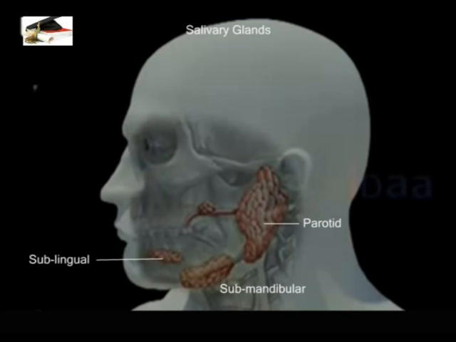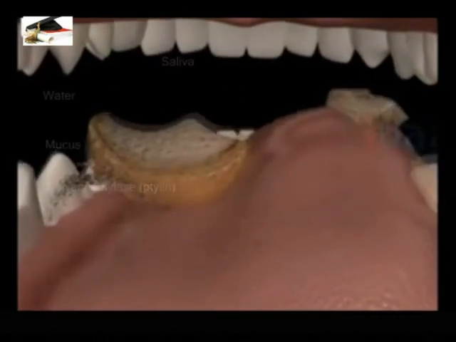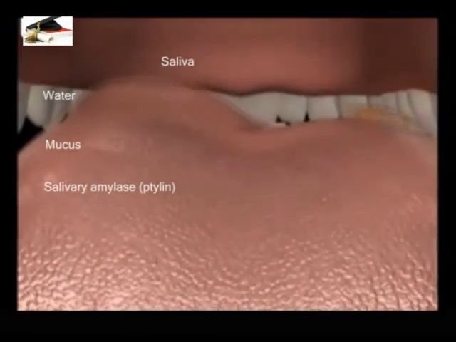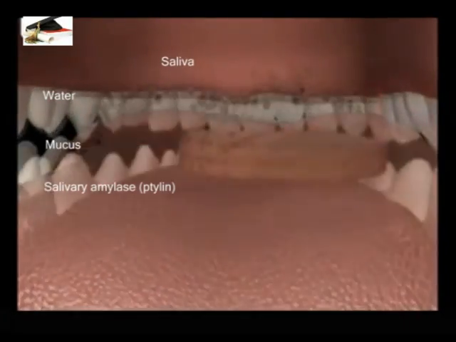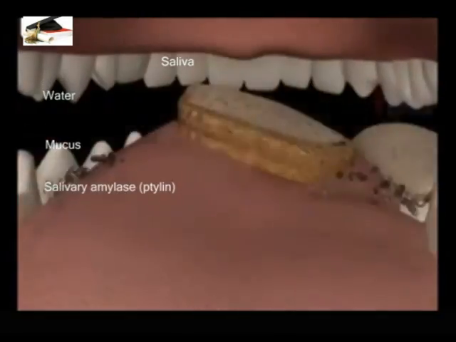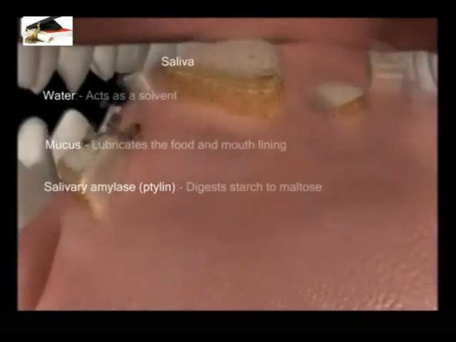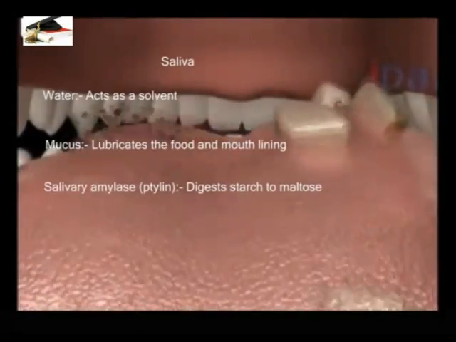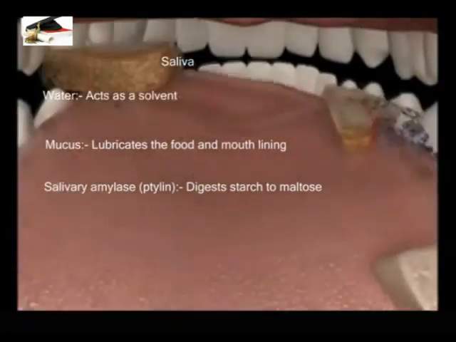All these glands have ducts that open into the mouth and through which saliva flows into the mouth. Saliva is a mixture of water, mucus, and an enzyme called salivary amylase or ptyalin. The mixture is slightly alkaline, and this provides a suitable environment for the function of the salivary amylase. Water acts as a solvent while mucus lubricates the food and the lining of the mouth. The enzyme digests starch in the food to maltose.